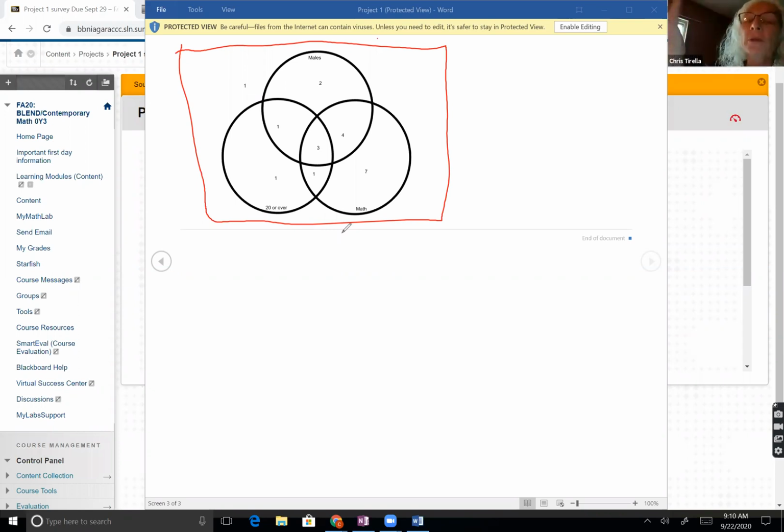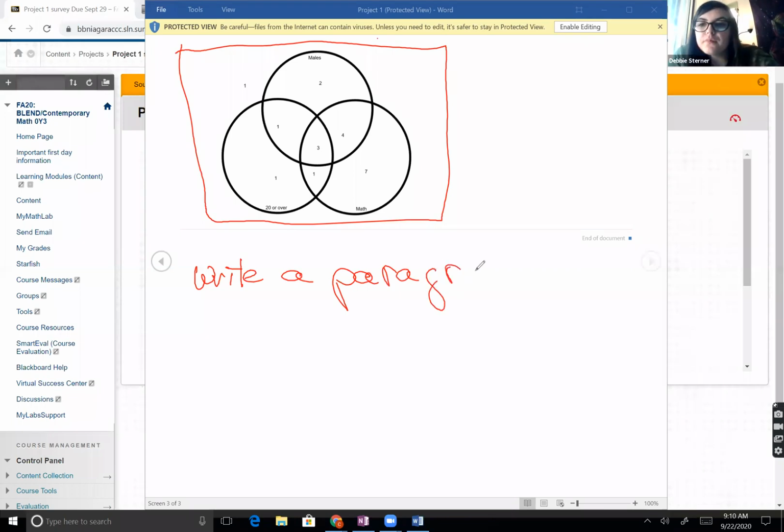I guess if you're really serious and you want to type it, you can upload a Word document or a Google Doc. You don't have to. You can draw it by hand. And then it's really important that you write a paragraph saying what you learned. The paragraph is worth 5 points.